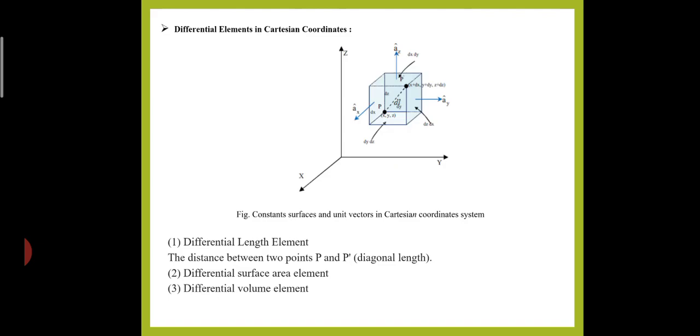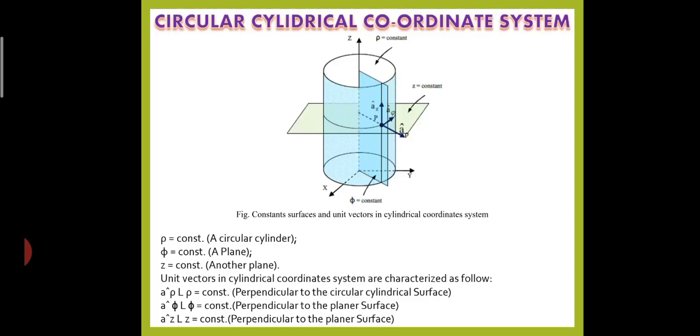Now, the differential surface area: the differential surface element ds is represented by ds is equal to ds times a unit vector. Thus, for the various differential surface elements in the Cartesian coordinate system, the vector representation of these elements is given by the different areas.